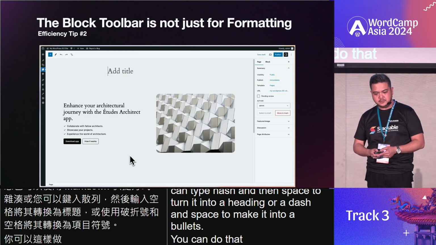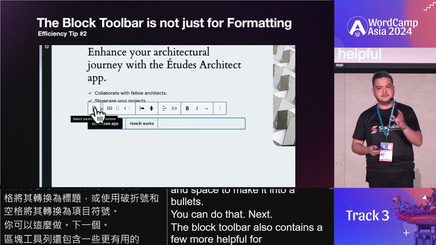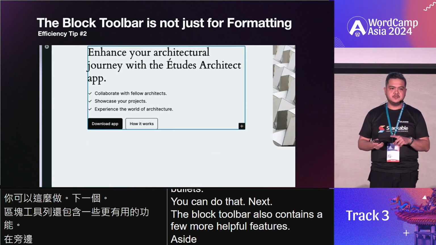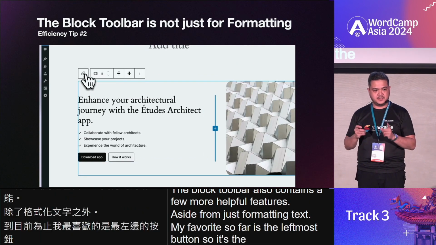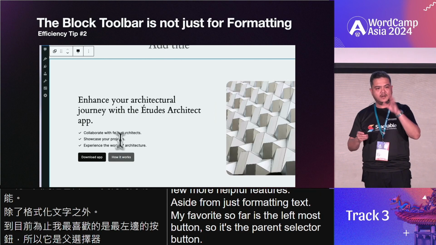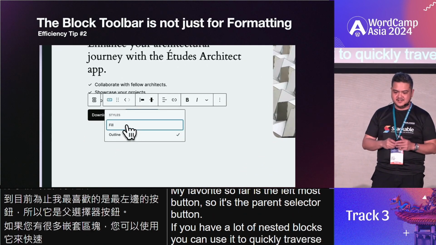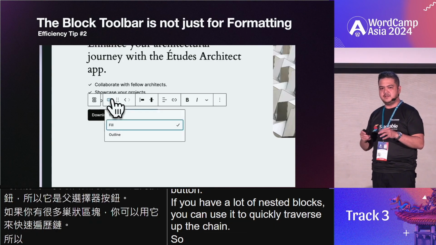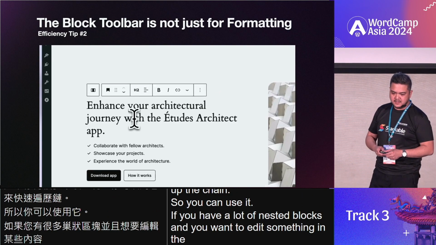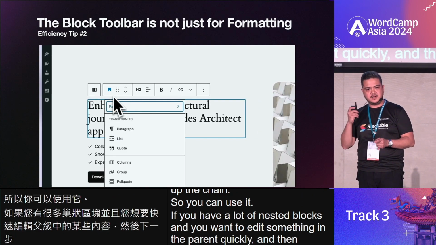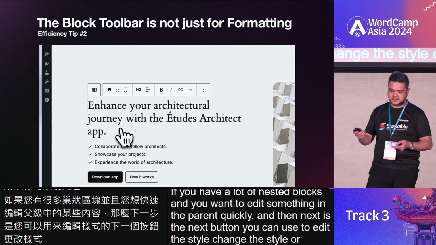Next, the block toolbar also contains a few more helpful features aside from just formatting text. My favorite so far is the leftmost button. It's the parent selector button. If you have a lot of nested blocks, you can use it to quickly traverse up the chain, and you want to edit something in the parent quickly. And the next button you can use to edit the style, change the style, or transform your block into another one.